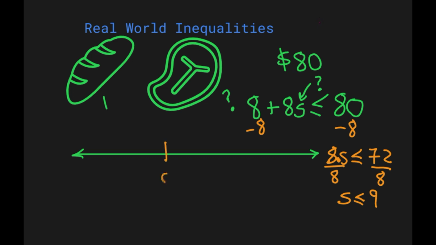Let's graph it. Here's a 0. Here's a 9. Less than or equal to means I get to fill it in. So I could buy 1, 2, 3, 4, 5, 6, 7, or 8 steaks. They don't sell half steaks. But Mummy said buy as many as you can. So if I buy 9 steaks times $8, that's 72, plus the $8 giant loaf of bread, that's $80 total. I did what I was supposed to do.